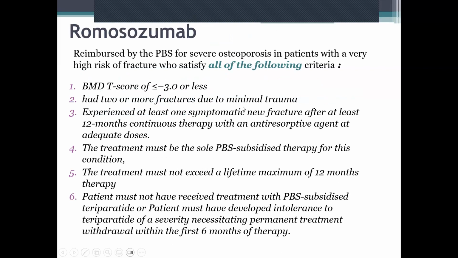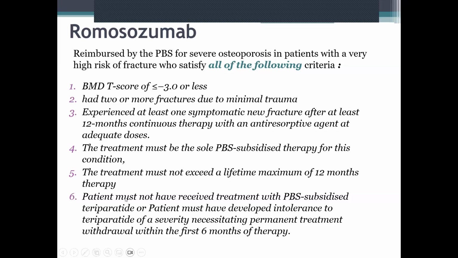What is the PBS reimbursement criteria? A BMD T-score of -3, which he has. Unfortunately, he has not had 2 or more fractures due to minimal trauma. He has experienced 1 symptomatic new fracture. Sole PBS-subsidized therapy means that the patient is not on combination therapy. So if someone were on denosumab or a bisphosphonate, you want to stop that treatment first and then start them on romosozumab or an anabolic agent.